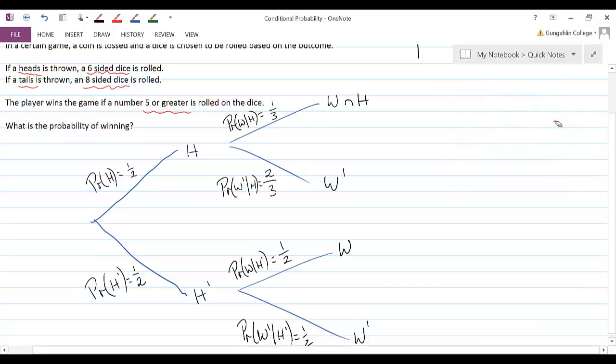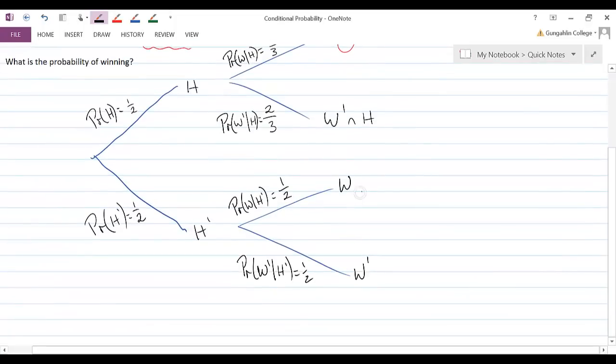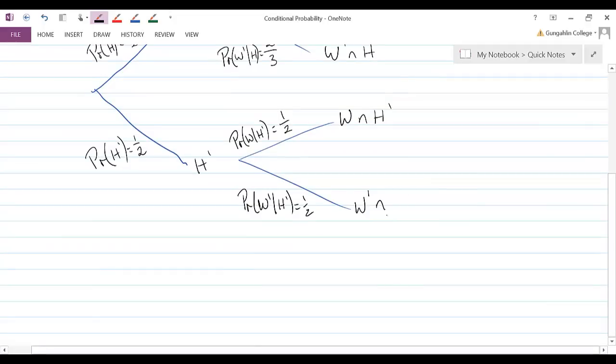So when you see intersection, you can just read that as and. Winning happened and getting a heads happened. Similarly here, this branch of the probability tree is losing the game and getting a heads. This branch is winning the game and getting a tails, or not getting a heads. And this one represents not winning and not getting heads.